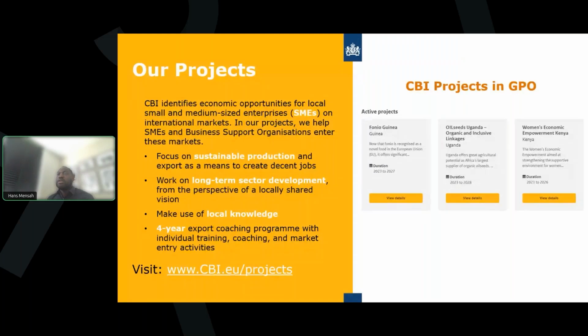So in our projects, we try to define economic opportunities for local SMEs and help them to export their products to the international market, mainly the European Union. So we focus on sustainable production and export as a means to create decent jobs. We work on long-term sector development. Mostly our projects take about 4 to 5 years, and we provide practical insights with the technical expertise that we have through training, coaching, and market entry activities.